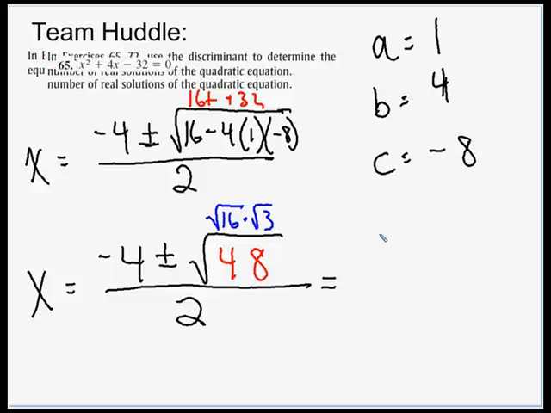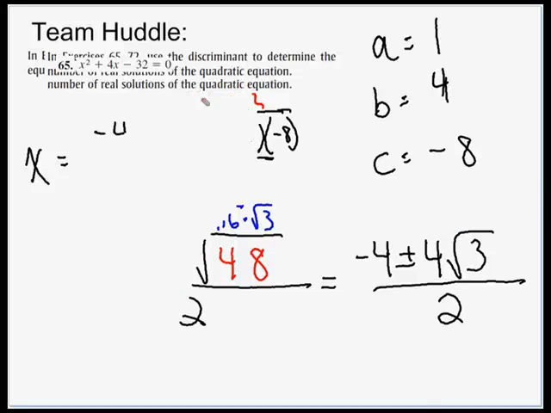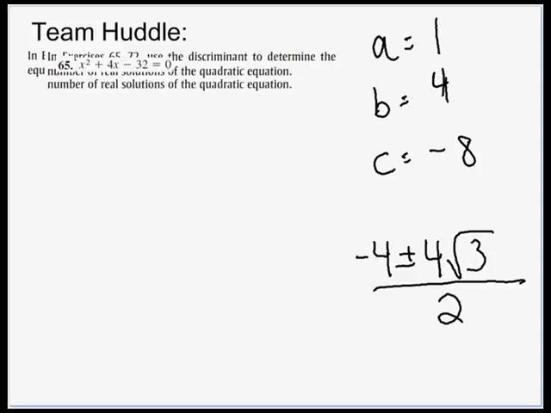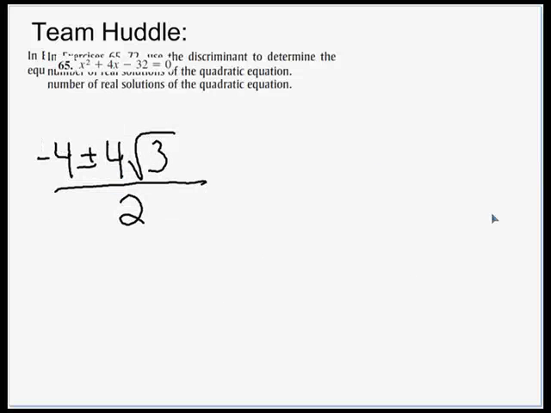We can pretty this up a little bit. Denominator 2, numerator -4, plus minus. The square root of 16 is going to come out as a 4, and then we're going to have a radical 3 left. And that's a pretty good answer, but we could make it a little bit nicer. If you notice, every leading coefficient is divisible by 2. This -4 is divisible by 2. This number in front of the radical is divisible by 2, and our denominator is divisible by 2.